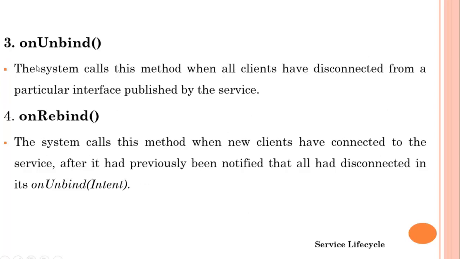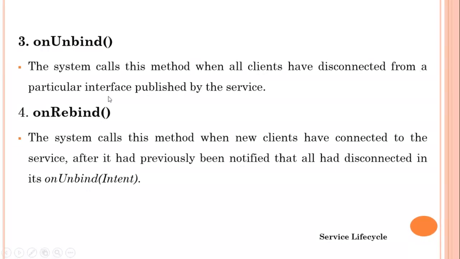Now third method is onUnbind. This method is used to unbind the component from an activity. The system calls this method when all clients have disconnected from a particular interface published by the service. Fourth method is onRebind. The system calls this method when new clients have connected to the service after it had previously been notified that all had disconnected in its onUnbind method. This means that the onRebind method is used after unbinding of the component from the activity.